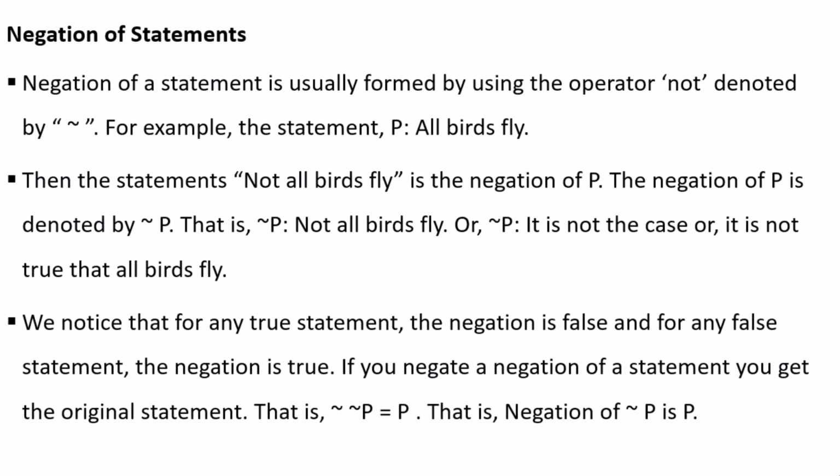Negation of statements. Negation of statements is usually formed by using the operator not, denoted by this symbol. For example, P: all birds fly. So the negation will be: not all birds fly. This is denoted by negative P, like this. That is, negative P is either not all birds fly, or it is not the case, or it is not true, that all birds fly.